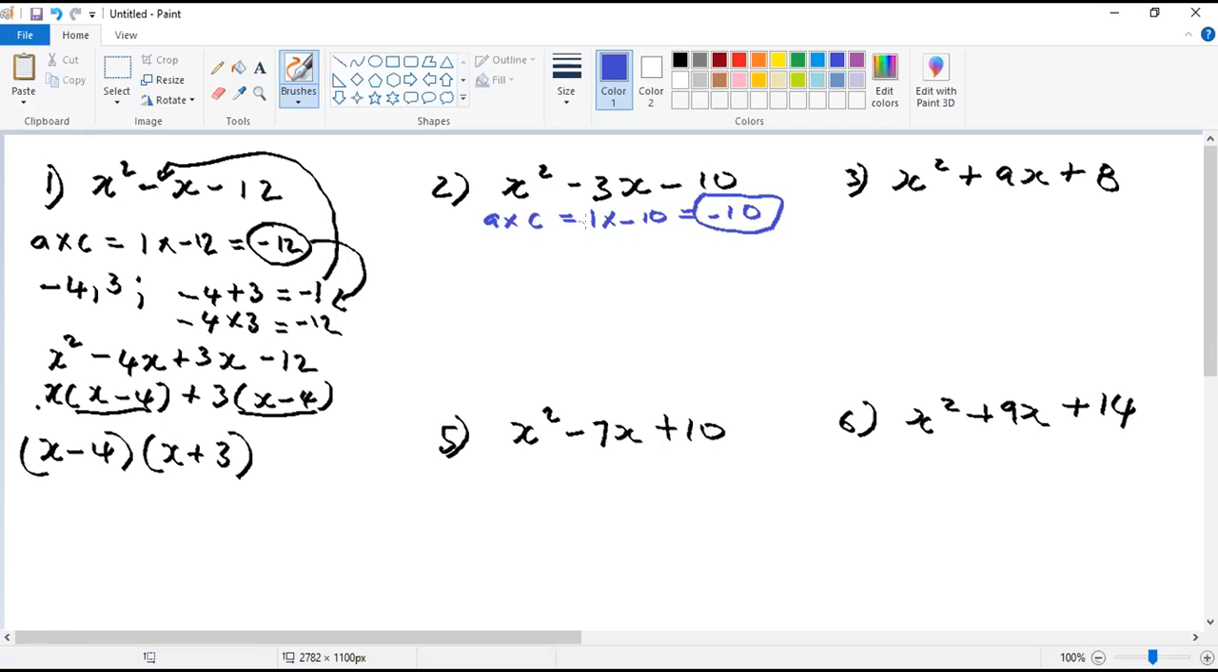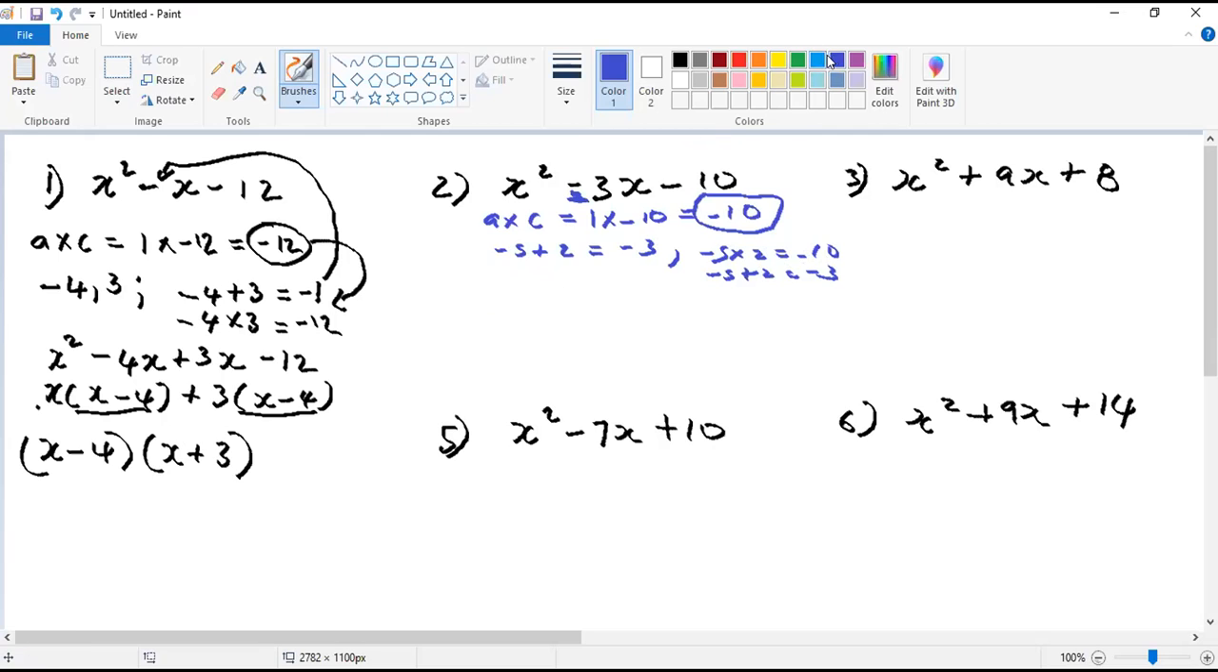Are you sure it's not the other way? Because we have a negative here, it will be minus 5 plus 2. So minus 5 plus 2, we get minus 3. And we know that minus 5 times 2 is negative 10 for sure. So minus 5 plus 2 is equal to negative 3. All right, so we know that works.